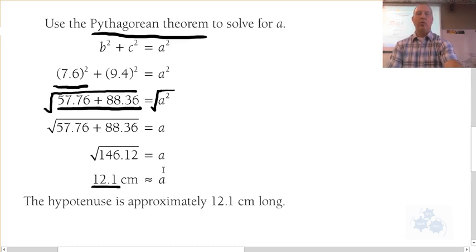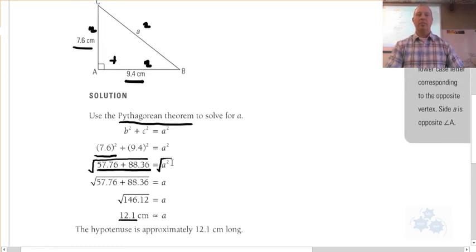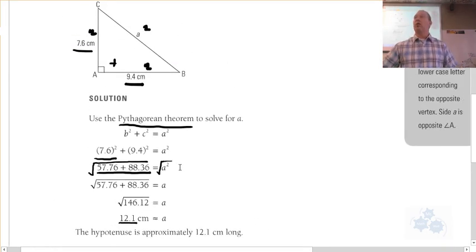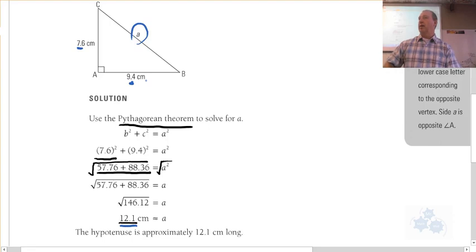Now what you want to do when you determine this is to double check to make sure that it's reasonable, okay? And what I mean by that is this: does it make sense in looking at this diagram? And this is roughly to scale. This AC side is a little bit smaller than the AB side, which makes sense with these numbers. And then this one has to be the largest side. So again, 12.1 is larger than both 7.6 and 9.4. So far, this looks pretty reasonable.